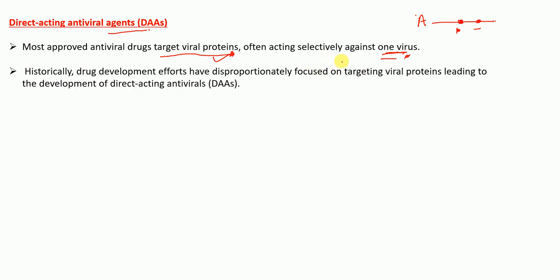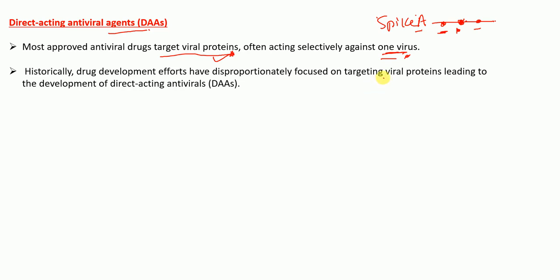And the major limitation of these directly acting antiviral agents is that if there is some mutation in the target protein of the virus, for example, if there is some mutation in the protein A, let's say that this is a spike protein. If there is mutation in this protein, then our directly acting antiviral agents may not be able to produce antiviral effects because the target site of that agent has been mutated in the virus. Okay, so this is the limitation of directly acting antiviral agents.